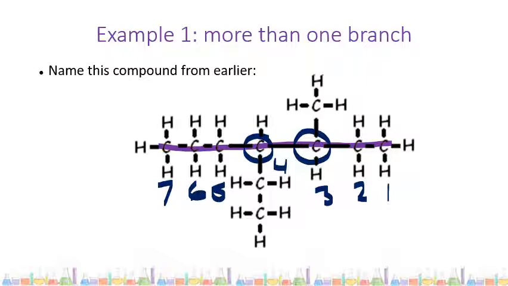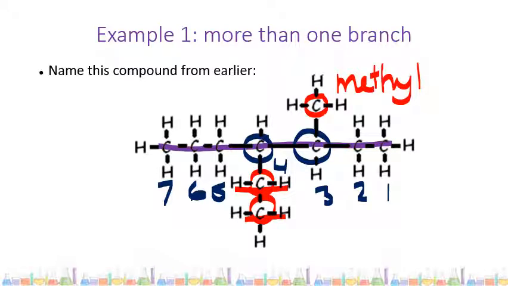Next, we need to find the names of the substituents. So we named these already. The substituent here has 1 carbon in it, so that's going to be methyl. And the other substituent has 2 carbons in it, so we've got a CH2 and a CH3 here. So we've got 2 carbons, which means this is going to be ethyl. So what I know now is that this is 3-methyl and this is going to be 4-ethyl.